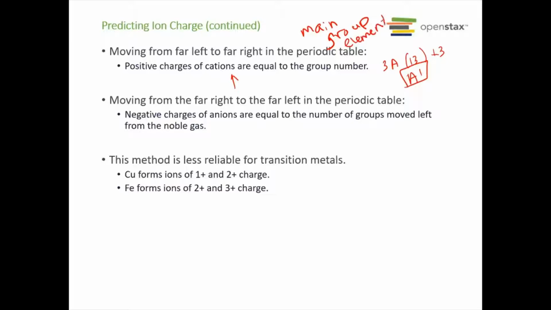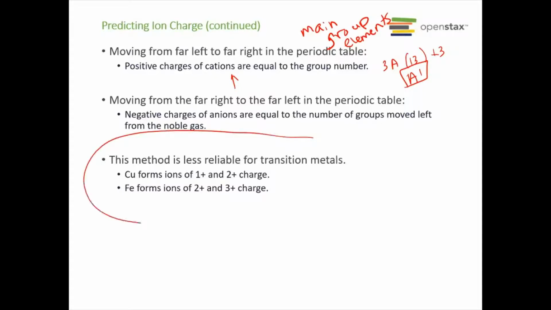We're not talking about the transition metals here. Now, on the far right of the periodic table, the negative charges are equal to the number of groups moved left from the noble gas. So group 17 is 1 to the left of group 18, so it's a -1 charge. That's basically the same using the A method, so group 7A is 1 to the left of 8A, -1, 6, 5, 4, and so on.